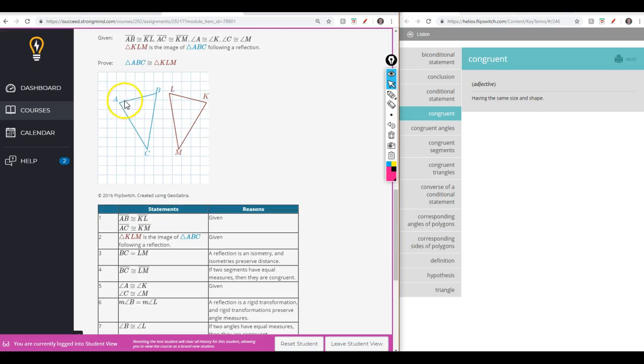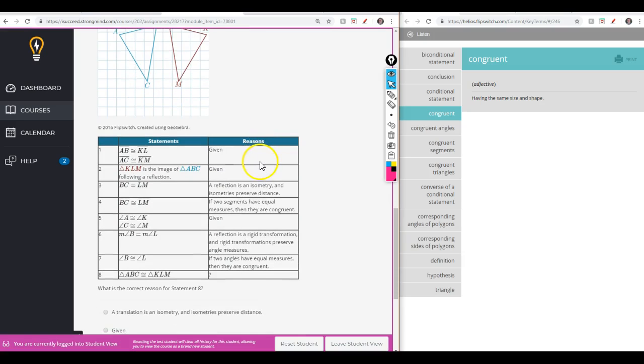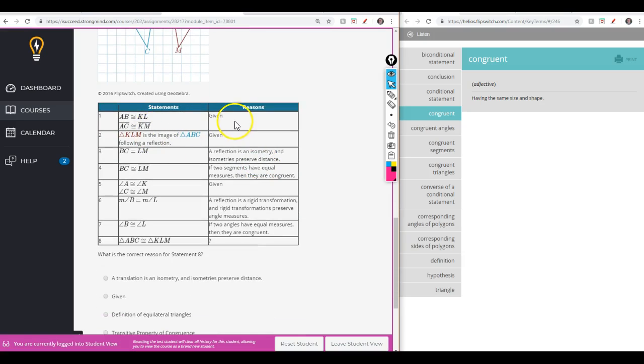So they picked triangle ABC up and reflected it. I'm thinking it's over this line right here. I'm not 100% sure. It's just kind of what it looks like. So here's the proof. Notice we have statements and reasons. So I'm going to jump down to which one they want.